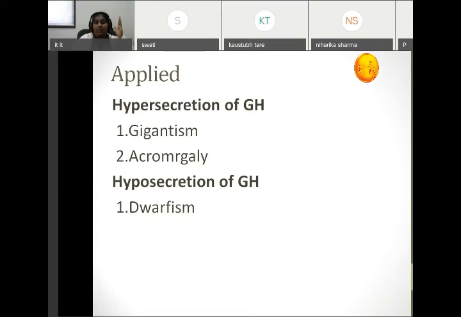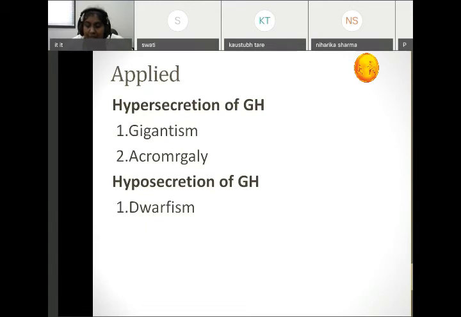Hands, they are long. Legs, they are long. Shoe size is more. And remember that definitely they are having diabetes mellitus, because excess secretion of growth hormone exhausts the beta cells in the islets of Langerhans and it gives rise to diabetes mellitus. The second applied part is acromegaly.